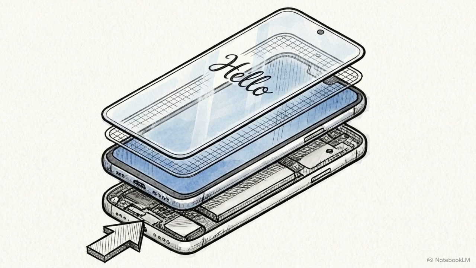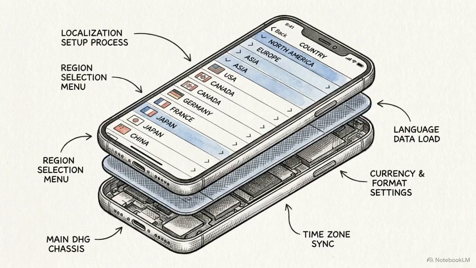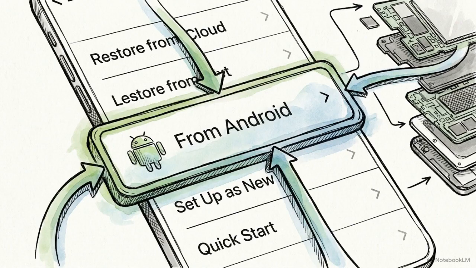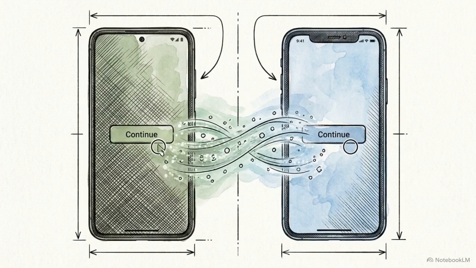Now, pick up your iPhone. Swipe up on the Hello screen and follow the initial setup prompts. Proceed through the language and region settings until you reach the screen titled Transfer Your Apps and Data. Locate the list on the screen and tap the option labeled From Android. Tap Continue on both devices to prepare for the pairing code. This protocol effectively isolates both phones, creating a secure, localized connection between your two devices.